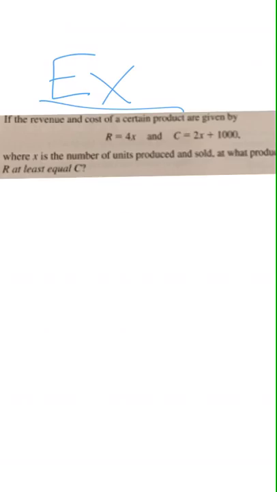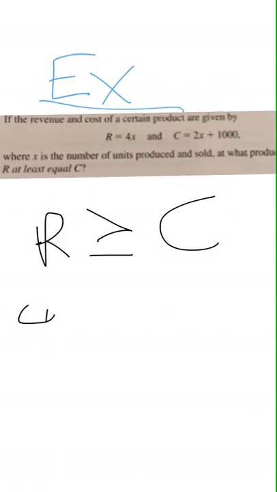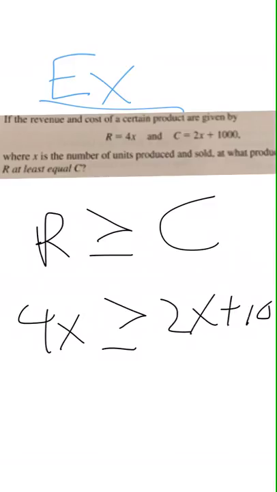Alright, for this example, it says that the revenue and cost of a certain product are given by R equals 4x. The revenue is equal to 4x and the cost is equal to 2x plus 1,000, where x is the number of units sold. At what production level does R at least equal C? So if R at least equals C, that means R could be greater than or equal to the cost, which means 4x must be greater than or equal to 2x plus 1,000.